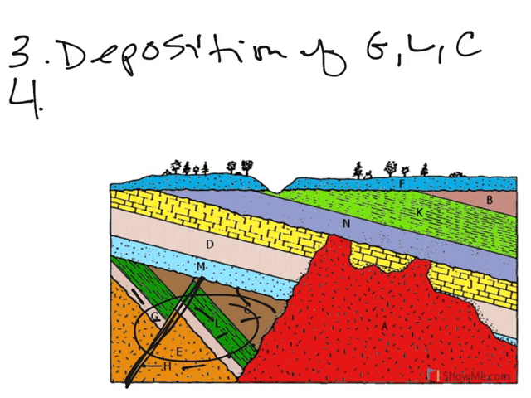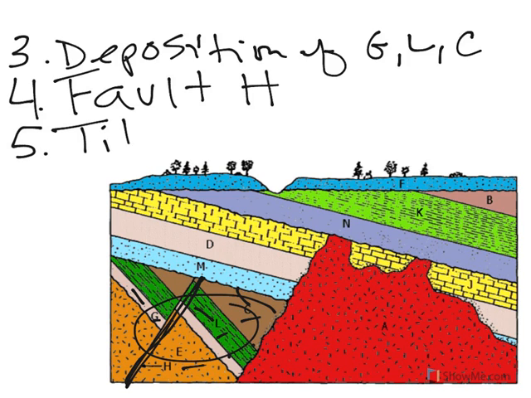So our next is we've got our fault, and then they're all going to tilt afterwards. So you can say tilting or folding, whichever you prefer. Now, remember, we're just working our way up here, right? So now we've dealt with E, we've dealt with H, we've dealt with G, L, and C. Let's keep going up here.